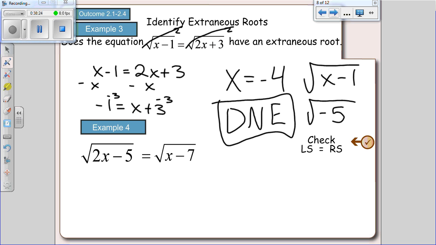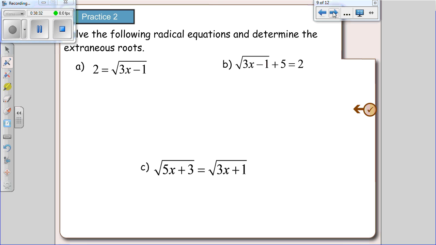Solve the following radical equations and then determine the extraneous root. You need to know that word extraneous, because in this case, it's asking you for the extraneous roots. The question is, determine the extraneous roots. That's telling you to find the roots that aren't possible. Extraneous roots means they're answers that aren't possible.